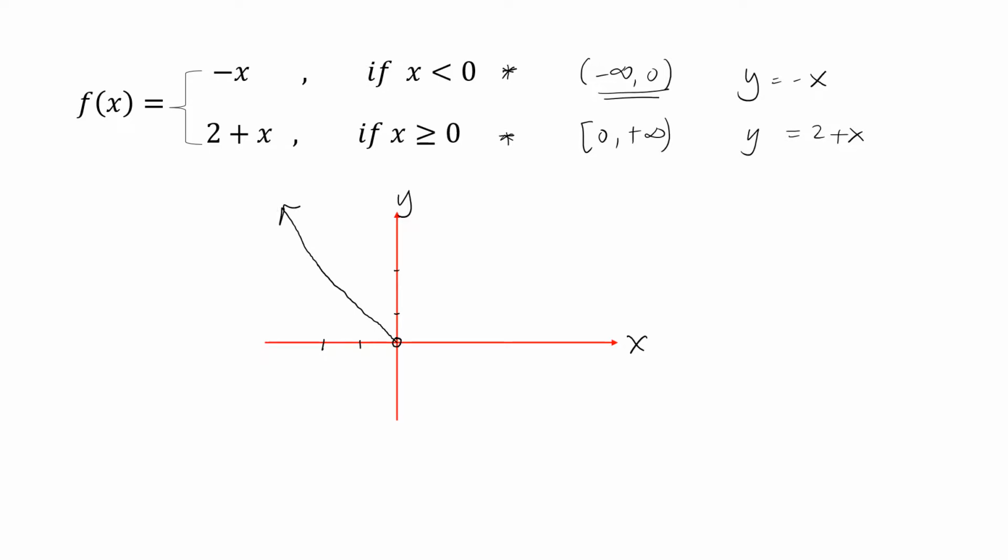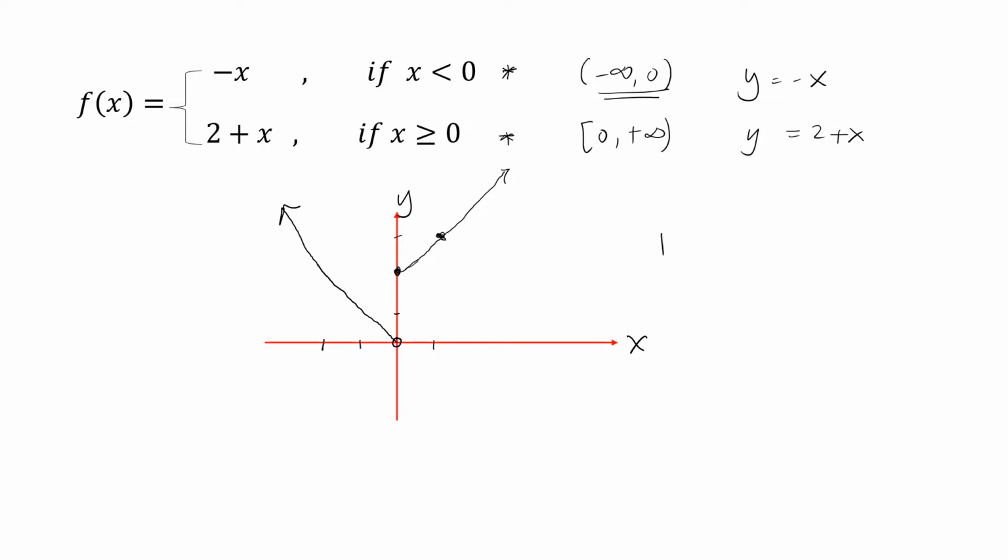And then, for the interval 0 to positive infinity, the equation of f is y equal to 2 plus x. So when x is 0, which is now included in the interval, your y is 2. 2 plus 0 is 2. So when x is 0, y is 2. And when x is 1, y is 3. Again, 2 points are enough to determine the graph, the line. So for the interval 0 to positive infinity, that is supposed to be the graph.